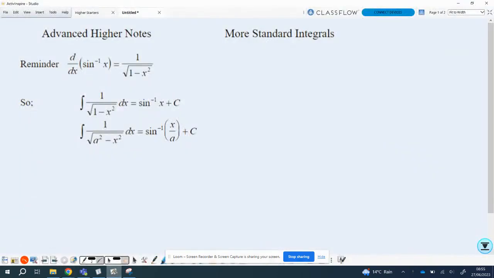Hi all, so today we're going to be looking at more standard integrals. After the previous video we looked at a lot of the rules which are on our formula sheet. So starting off, we are remembering what we've done with differentiation, and we had the first rule where, if you differentiated the inverse sine function, we got 1 over the square root of 1 minus x squared. Okay, so that was a new thing from this year. It's on your formula sheet also. But obviously, because we can now differentiate that, we can then get back and do integration.